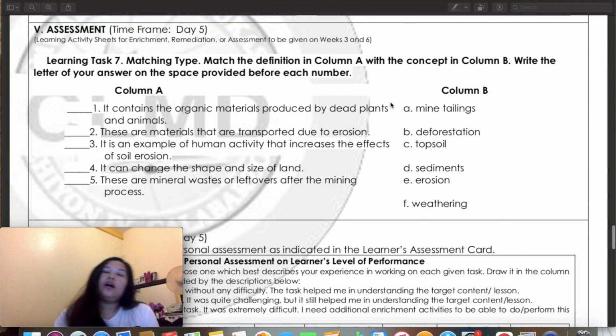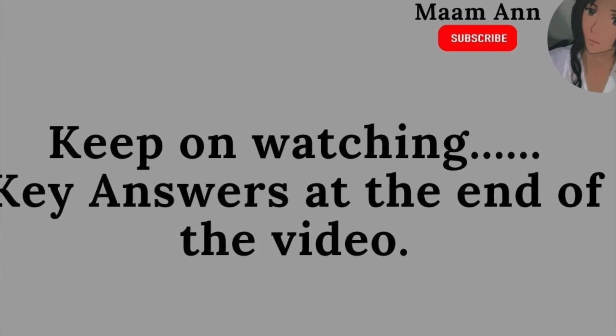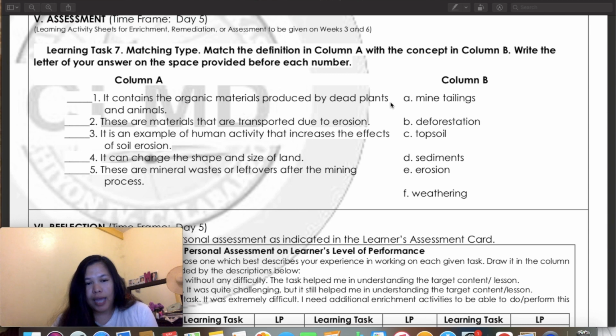Okay, for our assessment in our learning test 7, matching type, match the definition of column A with the concept in column B. Write the letter of your answer in the space provided before each number. So there are 5 items.